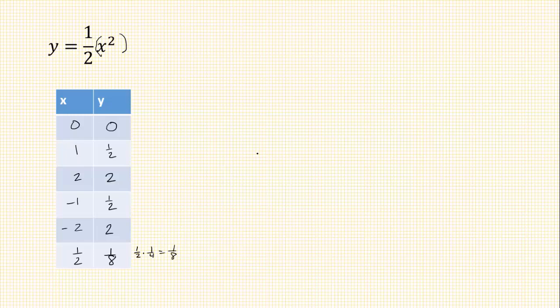Okay, let's try graphing this and see what happens here. So we've got a point at 0, 0, and 1, 1/2, 2, 2, negative 1, 1/2. I'm going to go backwards 1 and estimate about halfway up right there. And negative 2, positive 2. This is interesting because this is not a straight line clearly, but it is a pattern.